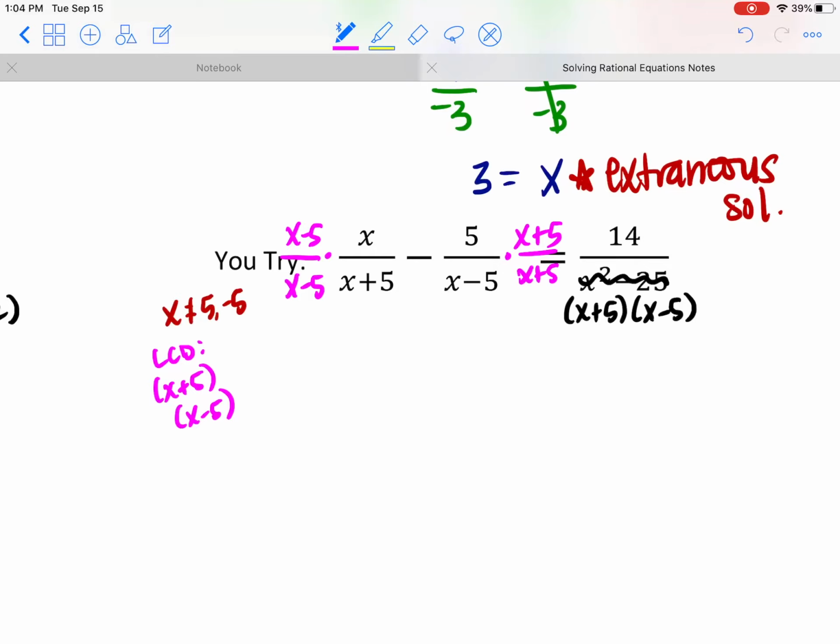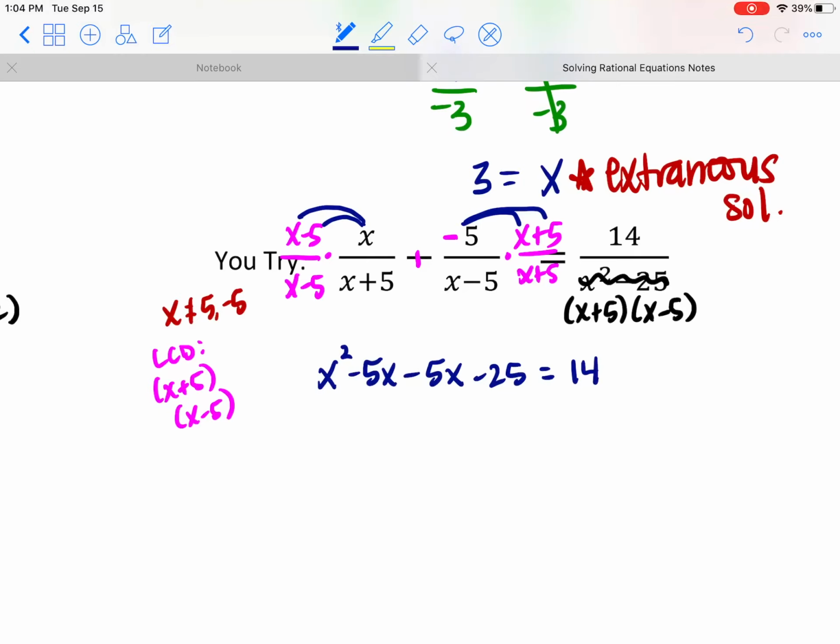Now we got to be a little careful on this one with the minus. I'm going to go ahead and bring this up, distribute that to the 5. That way I make sure it gets distributed in the beginning. So now we can focus on these numerators. We've got an x squared here and a negative 5x, x squared minus 5x, and a negative 5x, and a negative 25. And then on the other side, just a 14.